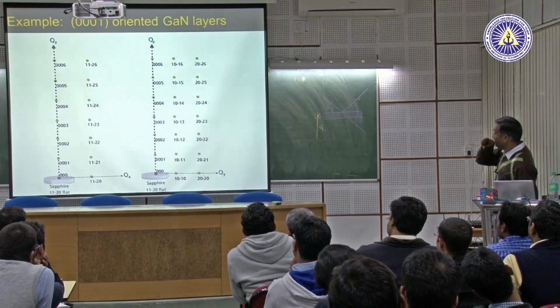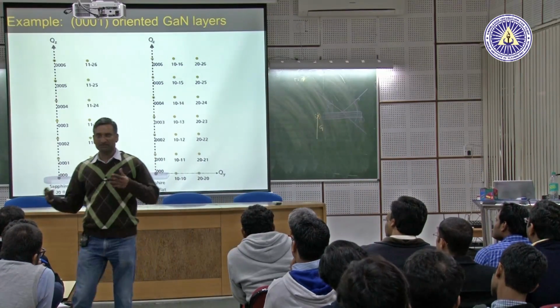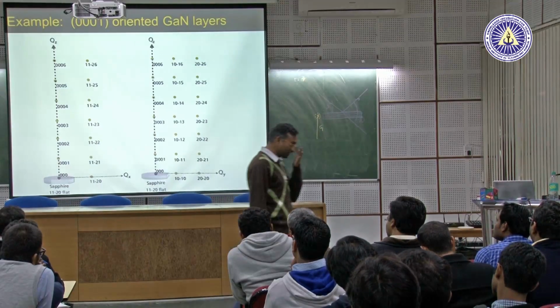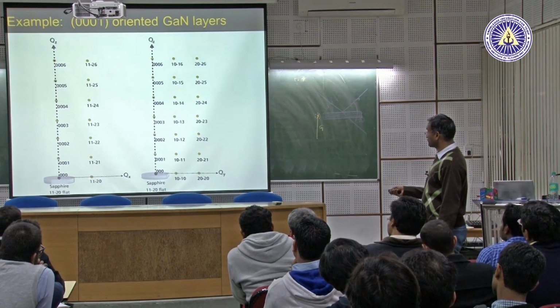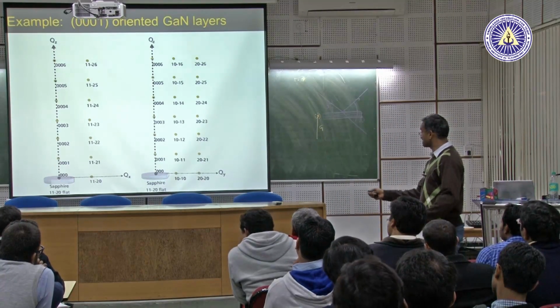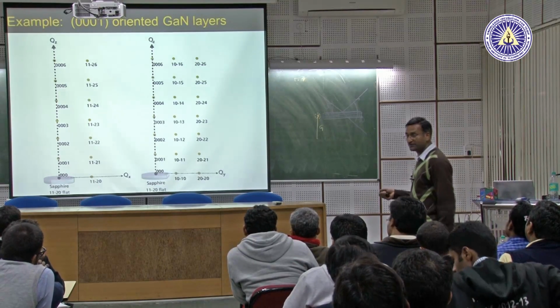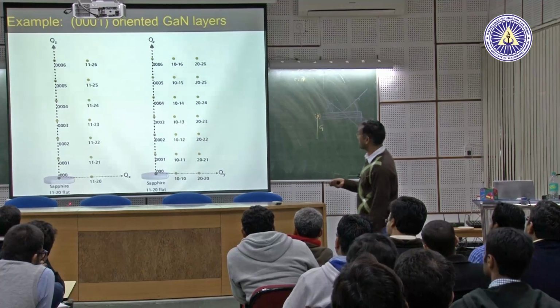So let us say we take a gallium nitride sample. Gallium nitride is a very well explored material for these purposes, because it makes very nice epitaxial thin films. Take a sample where gallium nitride is deposited on sapphire. Sapphire is alumina, a single crystal alumina, and on that you deposit a thin film of gallium nitride.